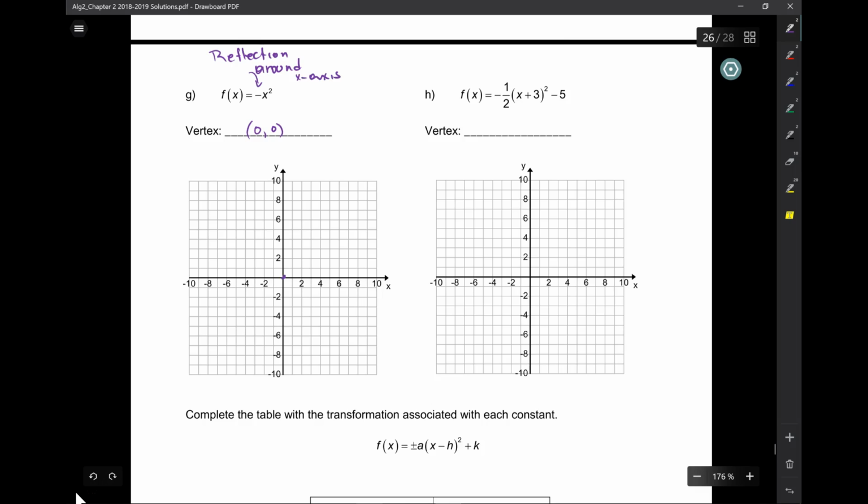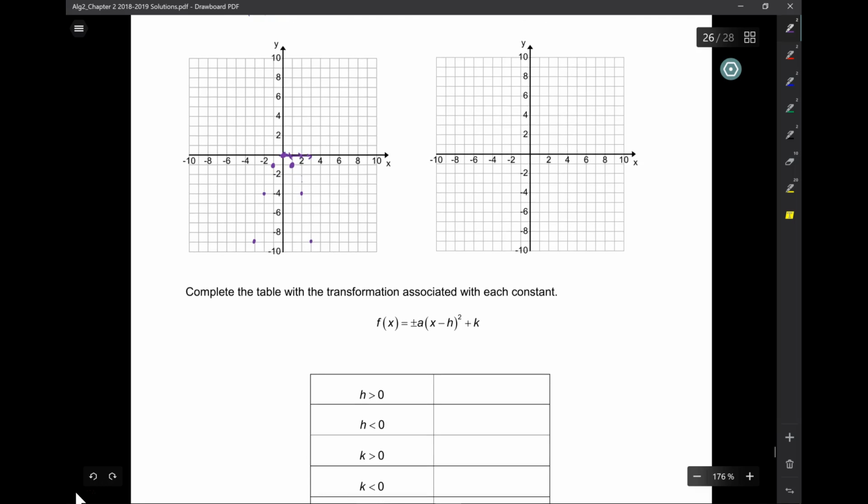So, my vertex is 0, 0. Now, if I go horizontally one space, I don't go up anymore. I go down one space. And I'll put the mirror point over there. If horizontally I go 2 spaces, where do I go vertically? 4 down. 1, 2, 3, 4. And I mirror. If I go over 3 spaces, how much do I go? 9 down. Right? And then again we curve. And that's how it looks.